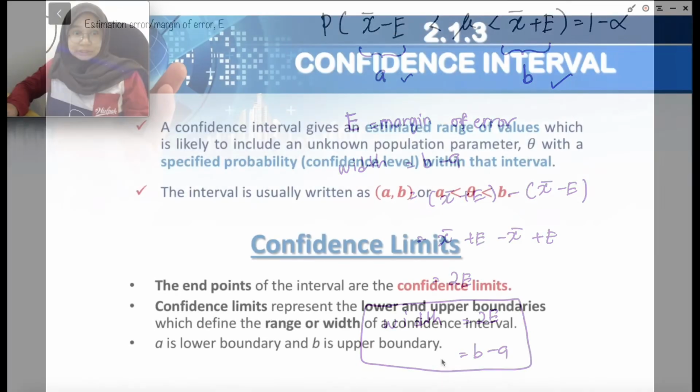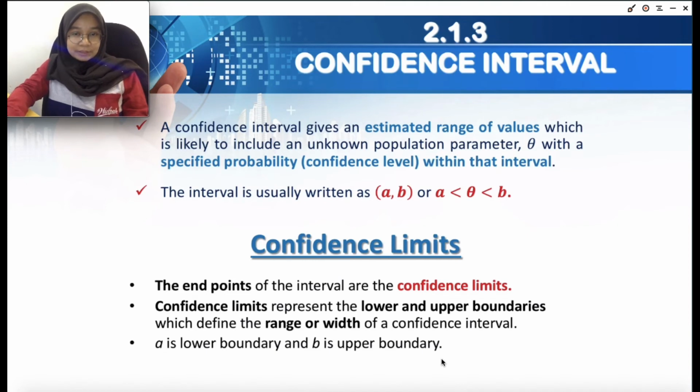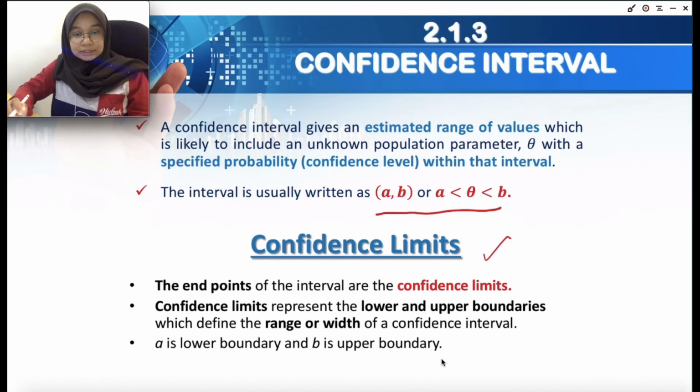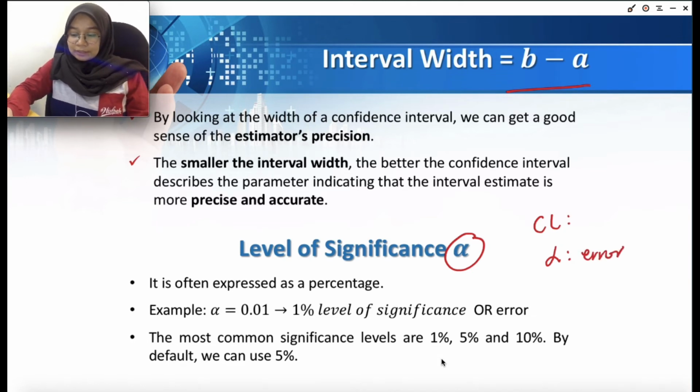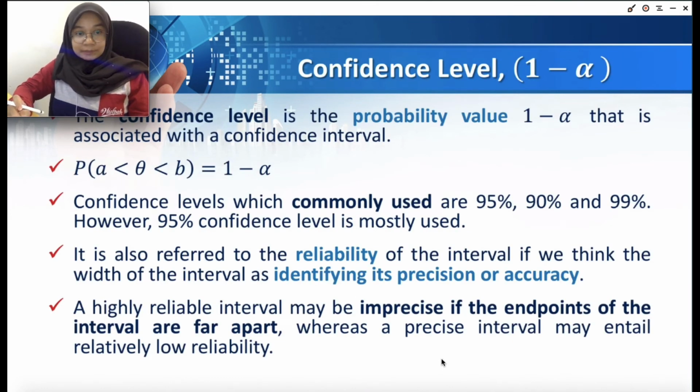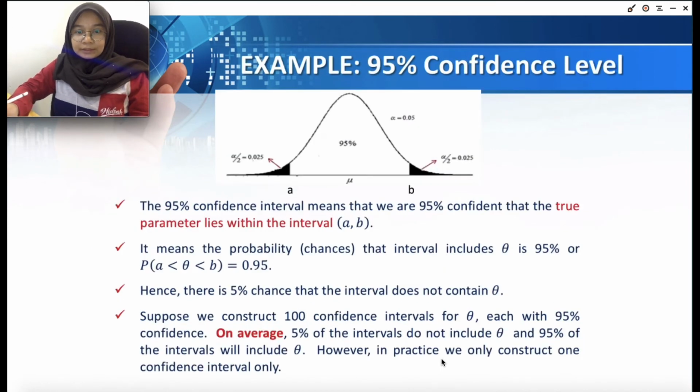Okay, let's get back. Having watched the video just now and heard all the explanation, let's go back to the slide. So we have 2.1.3, the confidence interval. I have explained to you just now what is confidence interval, confidence limit, and then you have interval width, you have alpha, the level of significance. So you have the confidence level, and then alpha is the level of significance. This one is the error that does not contain the values. This one contains the values. I've explained the confidence level already, and then the 95% confidence level. So you have this illustration.